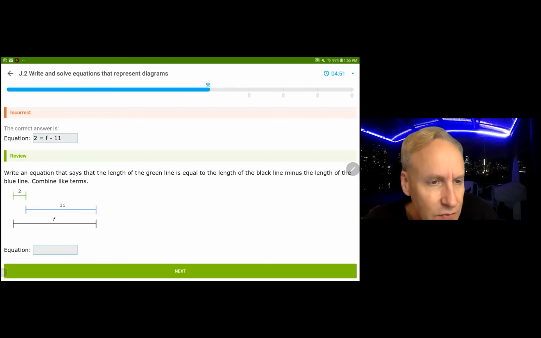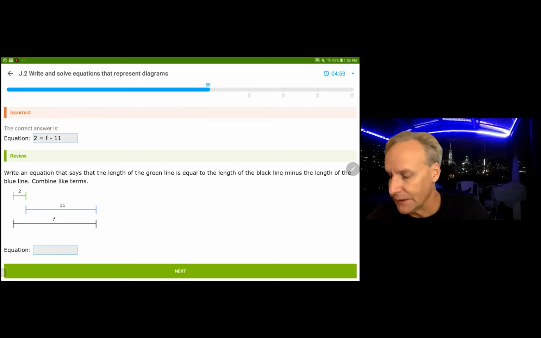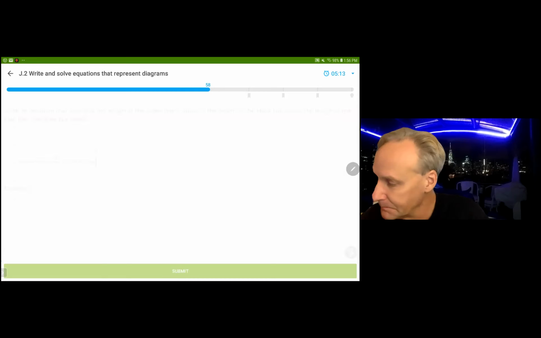Oh, they wanted me to write the equation. I'm sorry. Well, I can see what they wanted me to do there. I guess I'm just going to have to make sure that I include an equation each time. But it looked obvious to me that the 2 and the 11 made the f, but they wanted to see a subtraction. So sorry about that. It is 13, but we'll do it again.